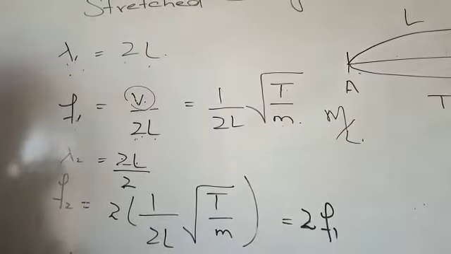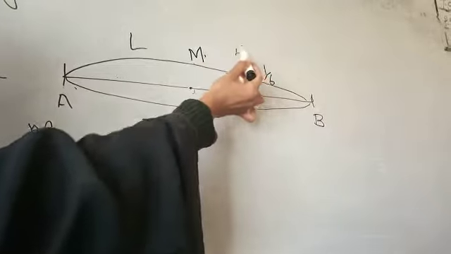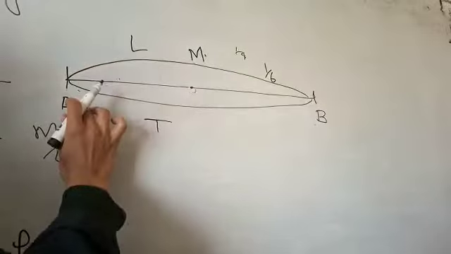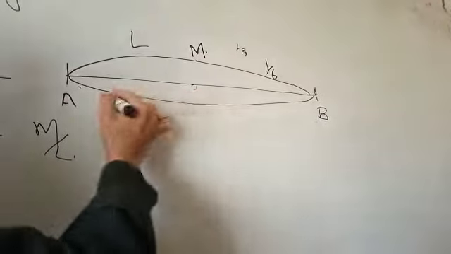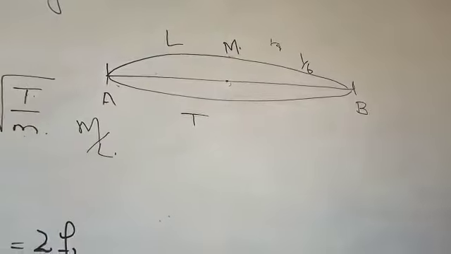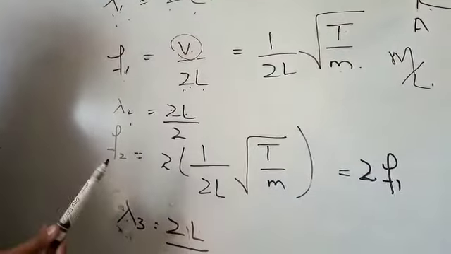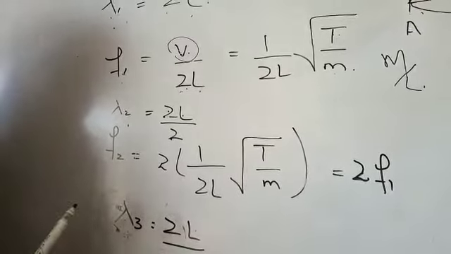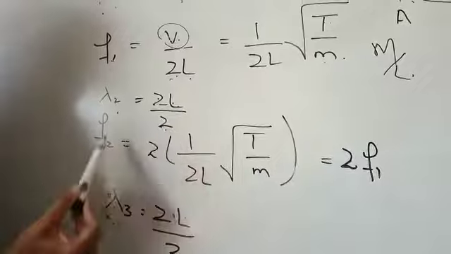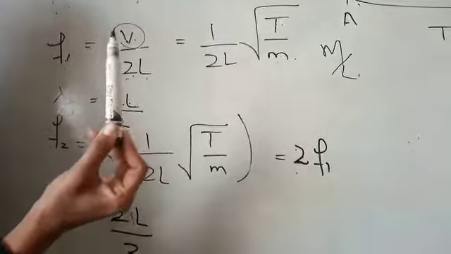After that we also discuss the second case, when we pluck that string at 1/4 part and we generate the pulses. After reflection these two pulses superpose and this whole string vibrates in two loops. We also find the expression of the frequency as well as the wavelength for the second case, such that the second wavelength lambda 2 is equal to 2L divided by 2 and the second frequency is double the fundamental frequency or first frequency.